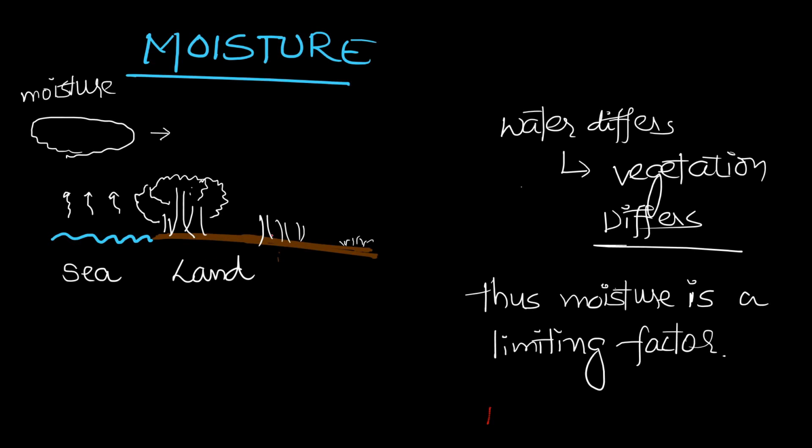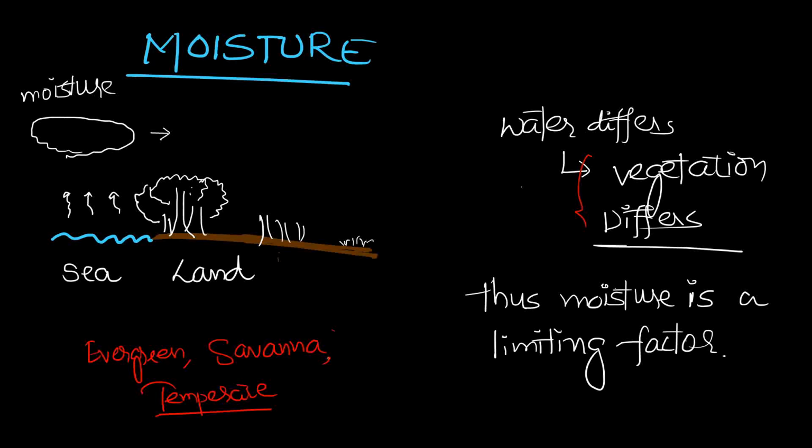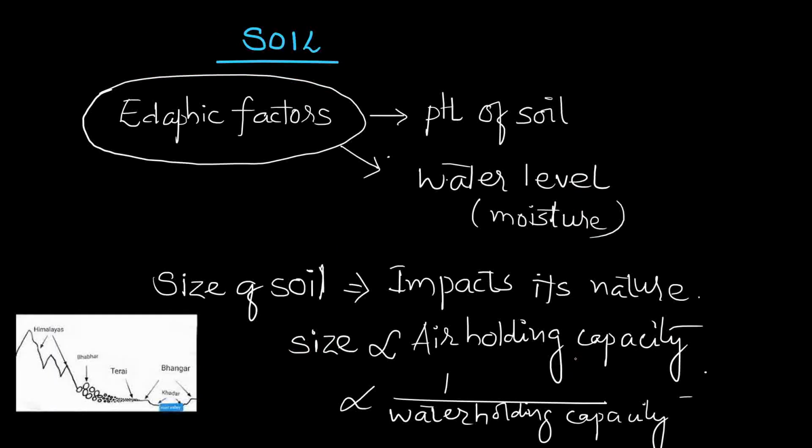So as the clouds and the wind move on, there is a difference in the amount of moisture, meaning the amount of precipitation, the rain keeps decreasing. And that is how the concept of vegetation and various vegetations, we'll see those in upcoming videos, which are evergreen forests, the savanna, and temperate. These are some examples of the different vegetations, and moisture plays a great role in deciding what kind of vegetation will exist. So that is the role of moisture, and thus moisture is also one of the limiting factors. So these are the various limiting factors.